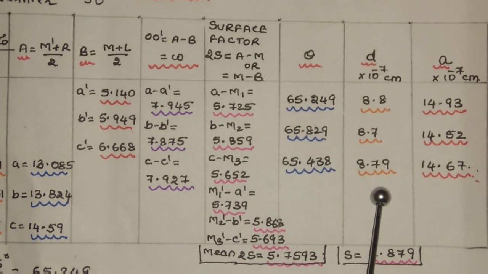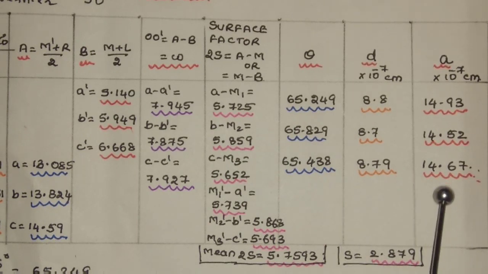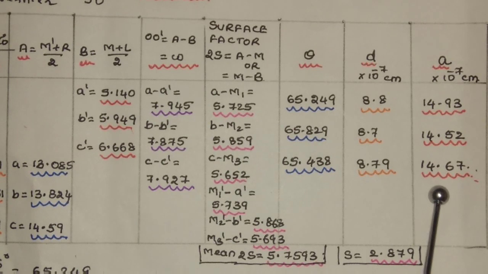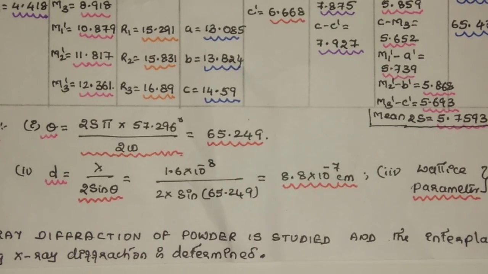D is the interplanar distance, that is given by lambda by 2 sin theta, and A is the lattice parameter which can be calculated by using the relation D into square root of S mean. And this is the calculation for theta, and theta is given by 2S pi into 57.296 by 2 omega, and that is given by 65.249, and d is equal to lambda by 2 sin theta.